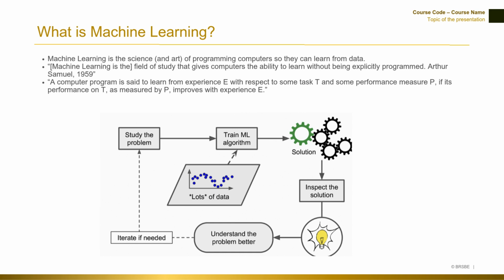This means that a computer program can enhance its performance on a task, let us call it task T, by learning from past experience, which is experience E, and measuring its success through a performance metric, performance measure P. In conclusion, the more data and experience a machine learning model has, the better it becomes at making predictions or decisions. This foundational concept is what drives the development of intelligent systems across various applications today.